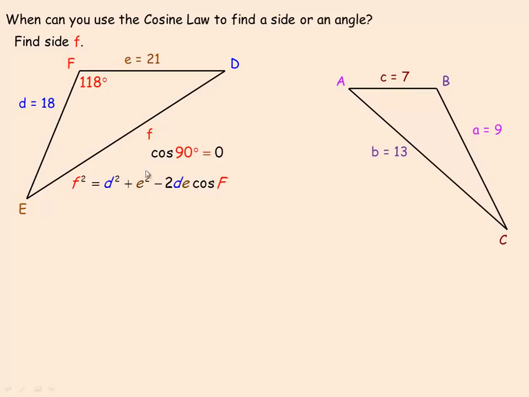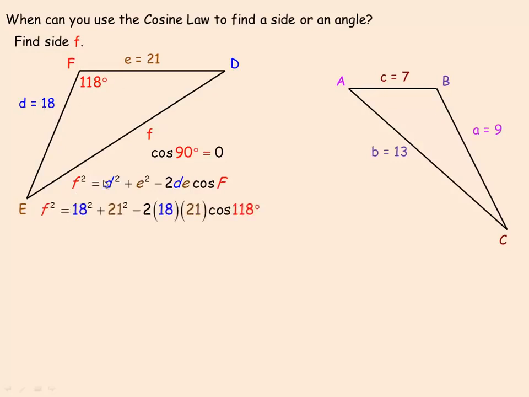You might have noticed that the first part of the cosine law looks like Pythagoras' theorem. Pythagoras' theorem is actually a special case of the cosine law, because if you have a right triangle and you're finding that hypotenuse, that longest side, then the angle is 90, and then this becomes 0, and you actually get Pythagoras' theorem. Okay, it's not 0 here, so we're just going to plug in the values and find what side f is, but I thought I'd mention that.